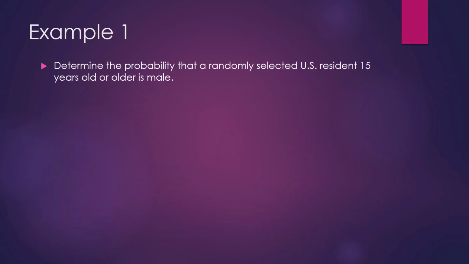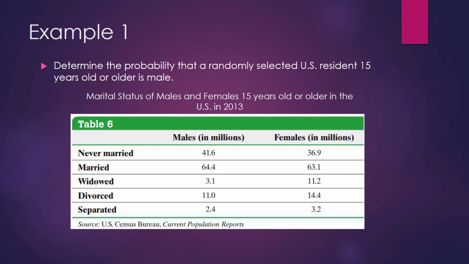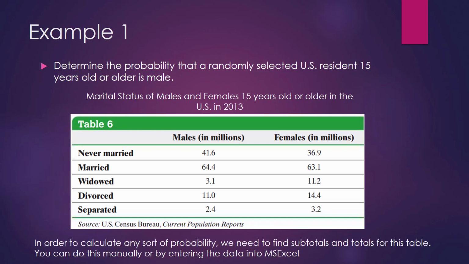Example 1. Determine the probability that a randomly selected U.S. resident 15 years old or older is male. So again, we will be using this table. In order to calculate any sort of probability, we need to find subtotals and totals for this table. You can do this manually or by entering the contingency table into Microsoft Excel.